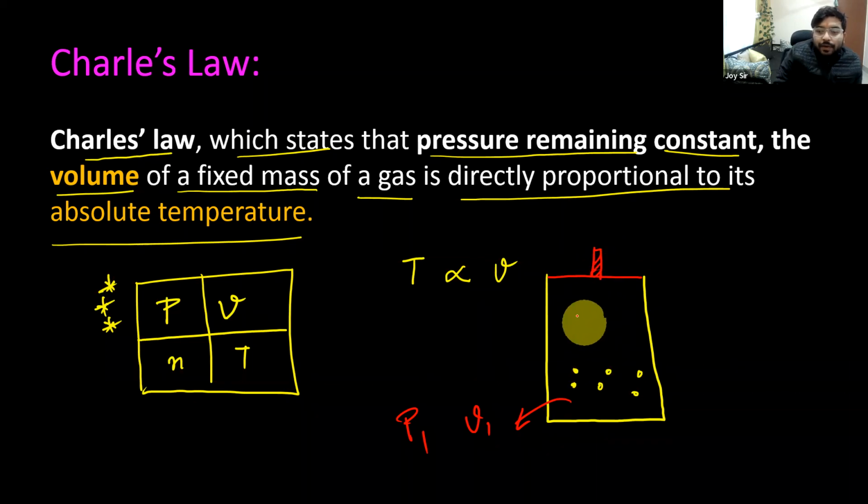So the volume has now become V2. Then the pressure will decrease, it will become something else, it will not remain P1 anymore. If the piston goes up, the pressure decreases. But in order to keep the pressure constant, the temperature must be increased simultaneously, proportionately.